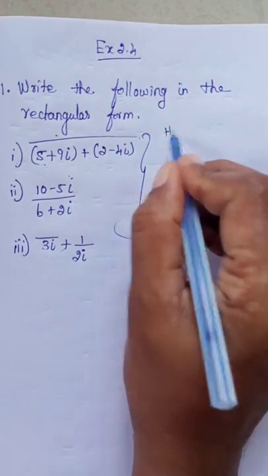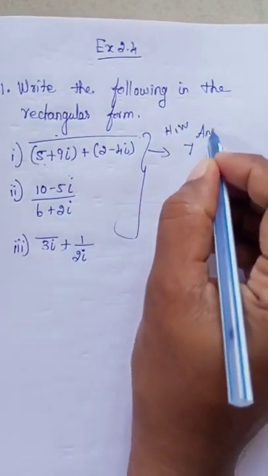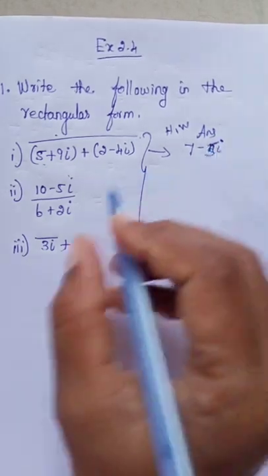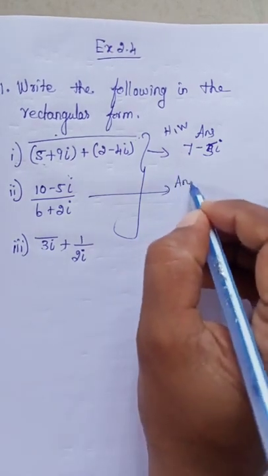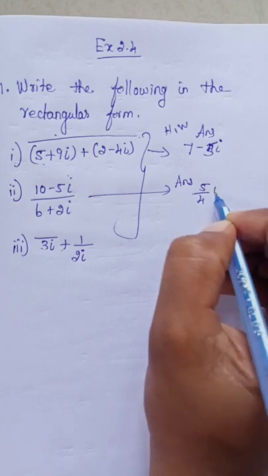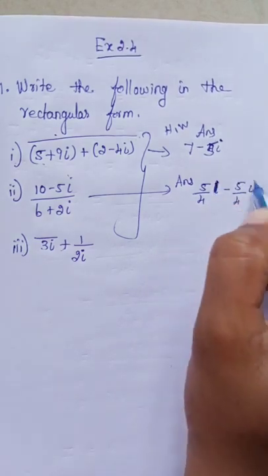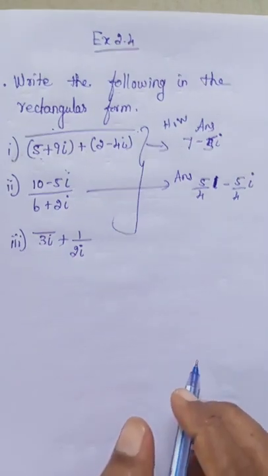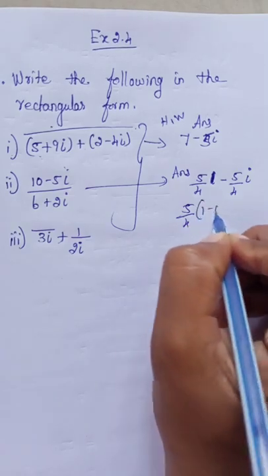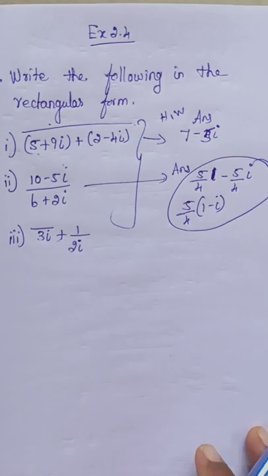So, these 2 problems are homework for you. For this, the answer will be 7 minus 5i. And for this, the answer is 5 by 4 minus 5 by 4 i. Or even you can take it as common, 5 by 4 into 1 minus i. Is that clear? These two you have to do as homework.